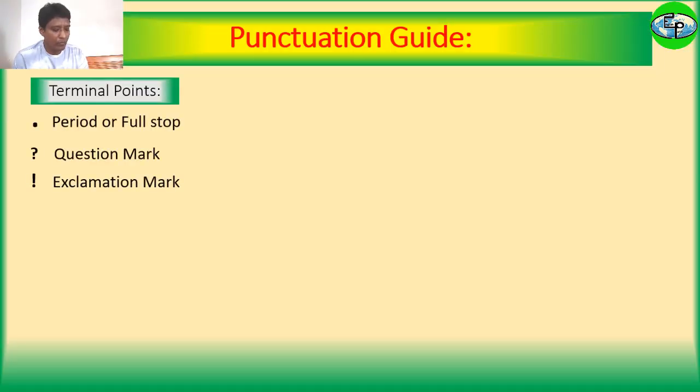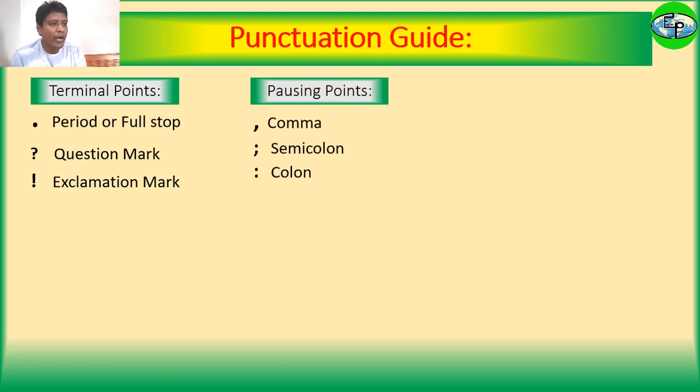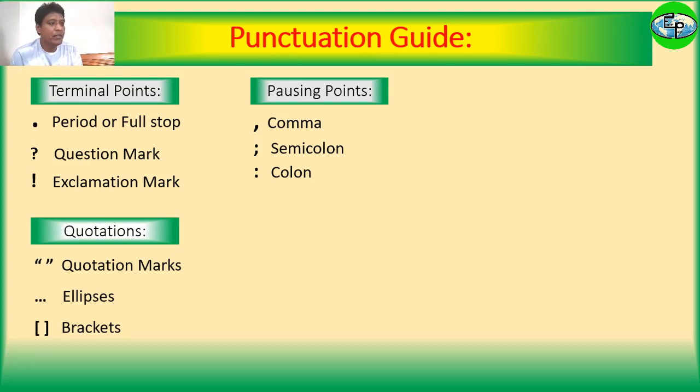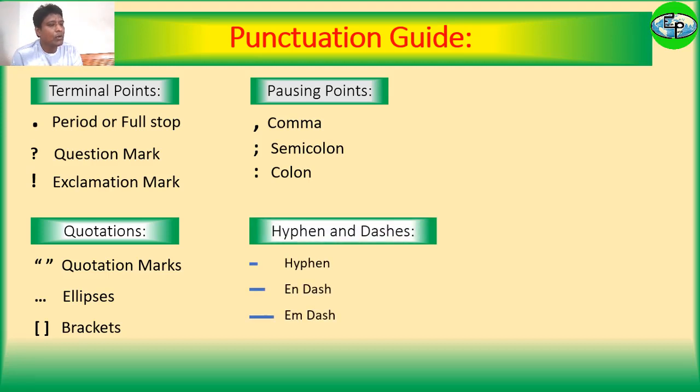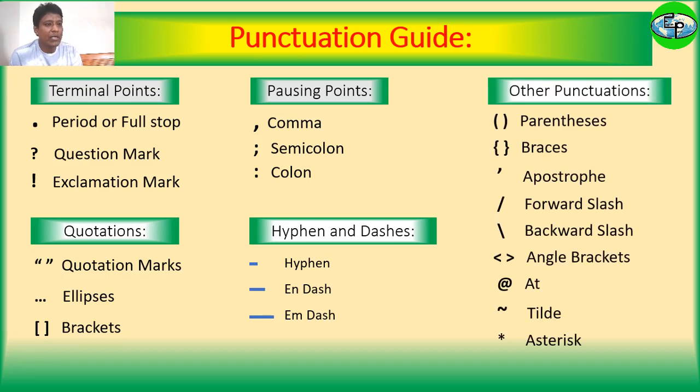Punctuation guide. Terminal points: full stop or period, question mark, exclamation mark. Pausing points: comma, semicolon or colon. Quotations: quotation marks, ellipses, brackets. Hyphen and dashes: hyphen, en dash, em dash. And other punctuations: parentheses, braces, apostrophe, forward slash, backward slash, angle brackets, at, tilde, asterisk.